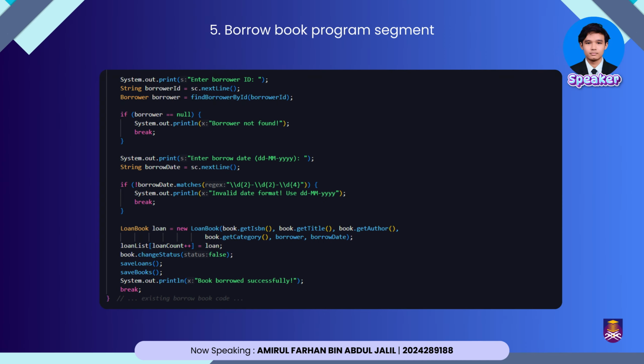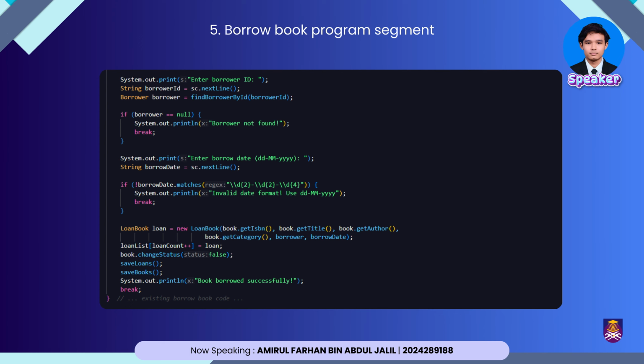For our borrow book progress segment, in the second part, if the book is available and not a reference book, we'll be asking to enter the borrower ID, and if the borrower ID is not valid, we'll be displaying borrower not found. After that, we'll be asking to enter the borrow date. If the date does not match our format, we'll be displaying invalid date format.